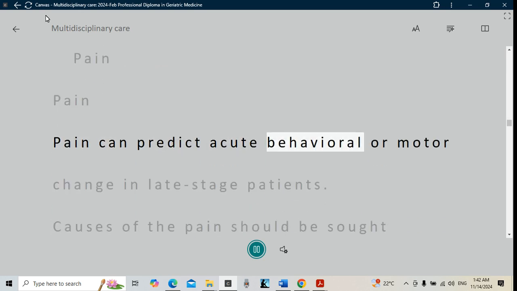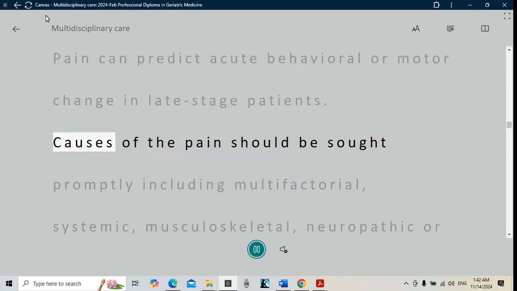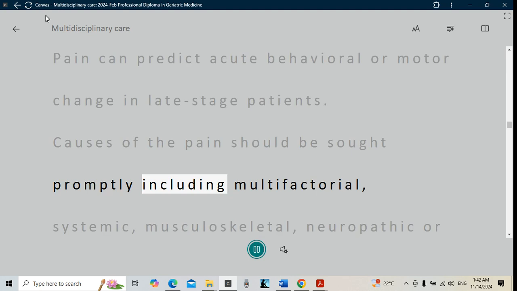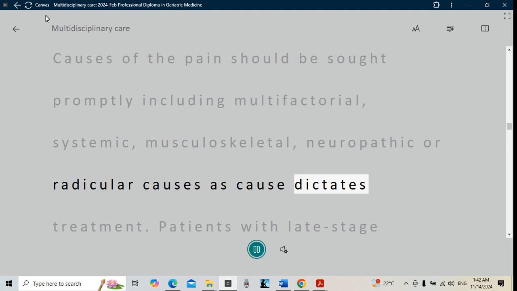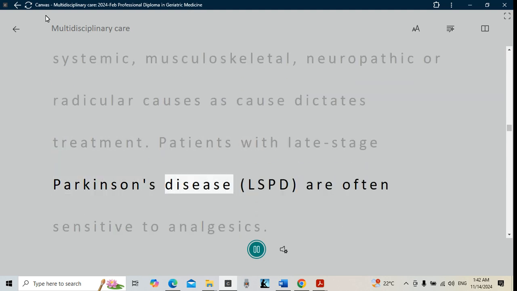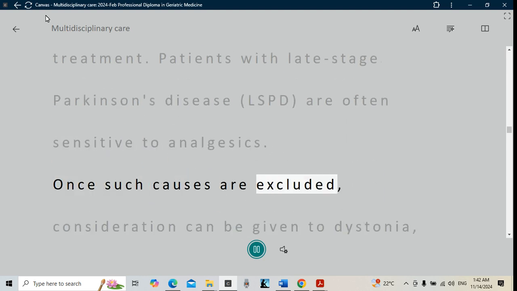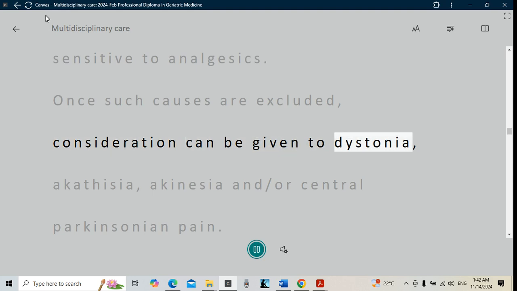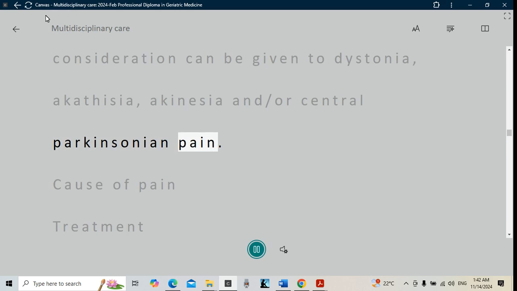Pain can predict acute behavioral or motor change in late-stage patients. Causes of the pain should be sought promptly, including multifactorial, systemic, musculoskeletal, neuropathic or radicular causes, as cause dictates treatment. Patients with late-stage Parkinson's disease, LSPD, are often sensitive to analgesics. Once such causes are excluded, consideration can be given to dystonia, akathisia, akinesia, and/or central Parkinsonian pain.